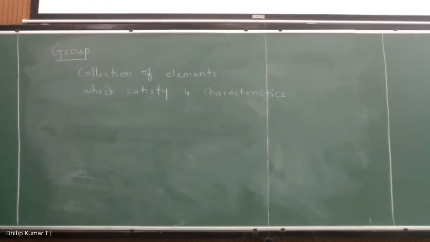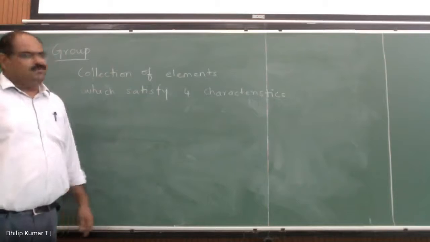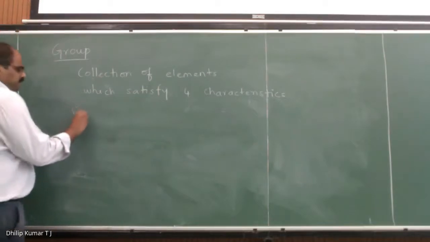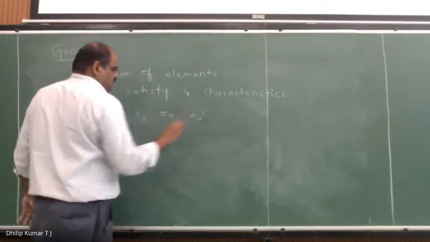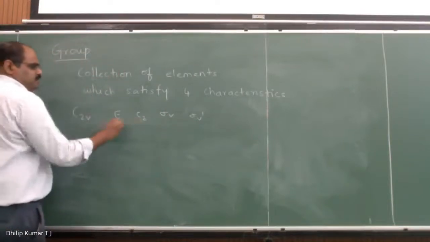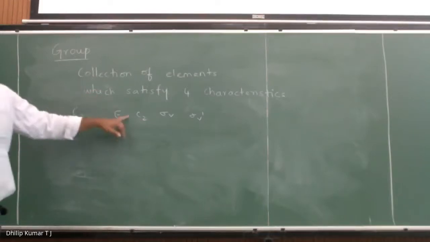The first one is basically, if you combine two elements, it will give a third element. For example, in water, C2 and sigma v prime, right? So if you combine these 2, it will give another element which will be part of the group. So that is the first characteristic.